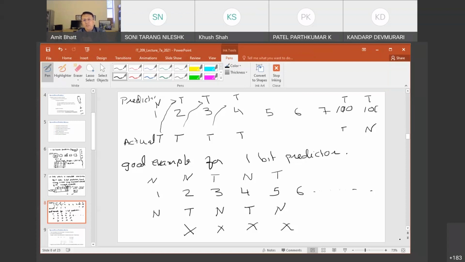So next class, when we study the 2-bit predictor, we are going to talk about how a 2-bit predictor works. And the 2-bit predictor is generally used even in modern computer systems.